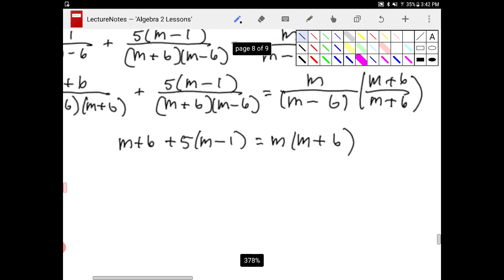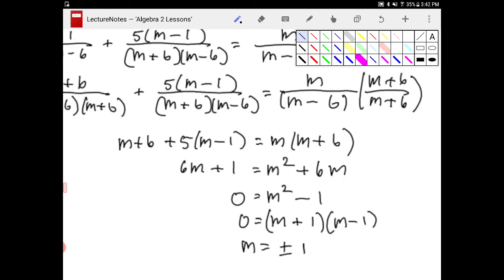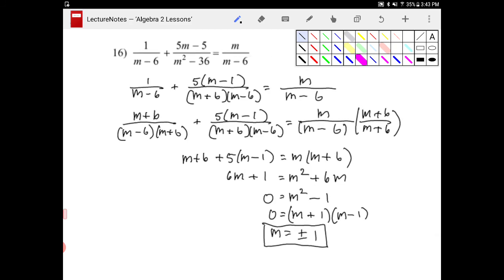Again, I need to distribute and combine like terms. I end up with, on the left-hand side here, 6m plus 1 equal to m squared plus 6m. So I end up with m squared minus 1 is equal to 0, which factors into m plus 1, m minus 1. So therefore m is equal to plus or minus 1. And I just need to make sure that, again, this doesn't fall into the things that are excluded. m cannot equal 6 or negative 6, so I am in the clear.